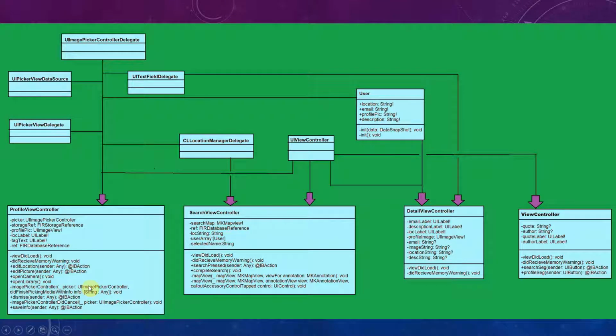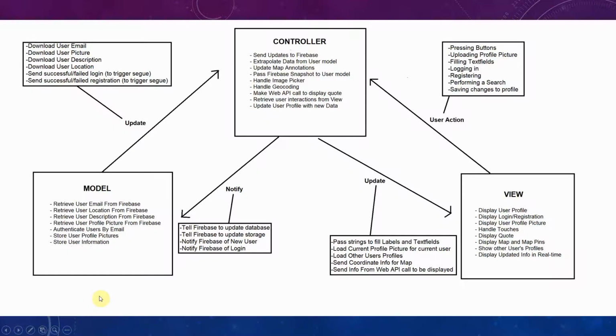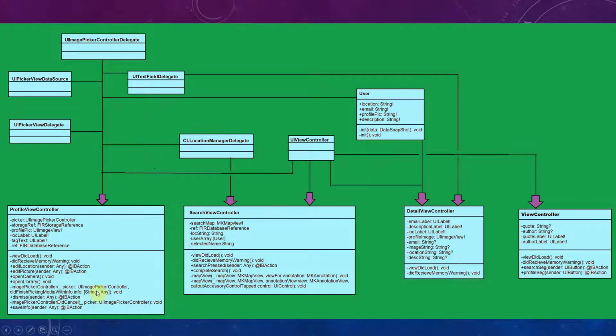This is a function, did finish picking media with info. Basically, when you finish selecting your image from library, it's going to call this function. Dismiss is just to close, and this is if you cancel the image picker, it's going to call this function, image picker controller did cancel. And then you have the save info button, which upon clicked is going to upload the information to Firebase.